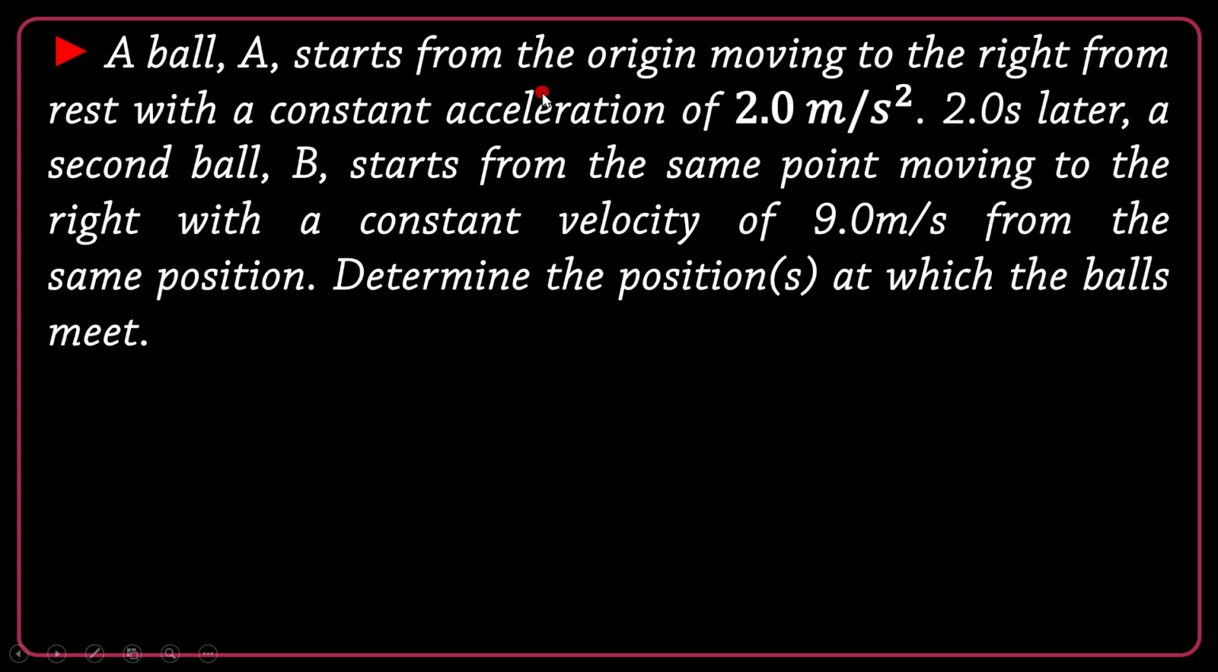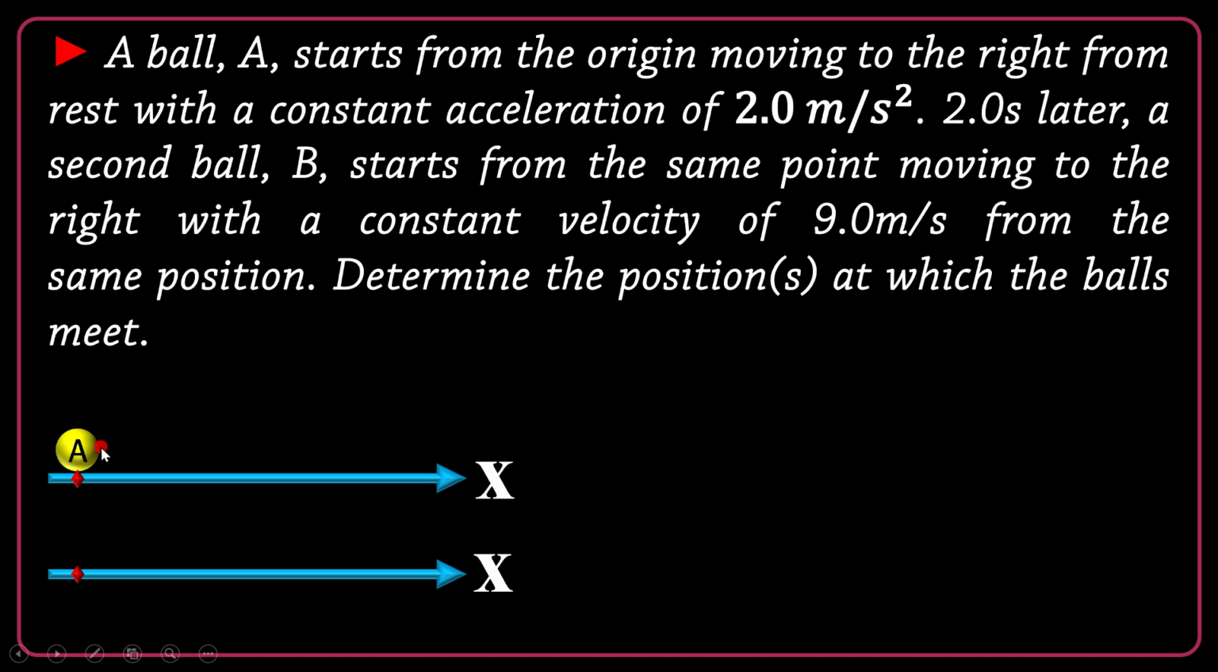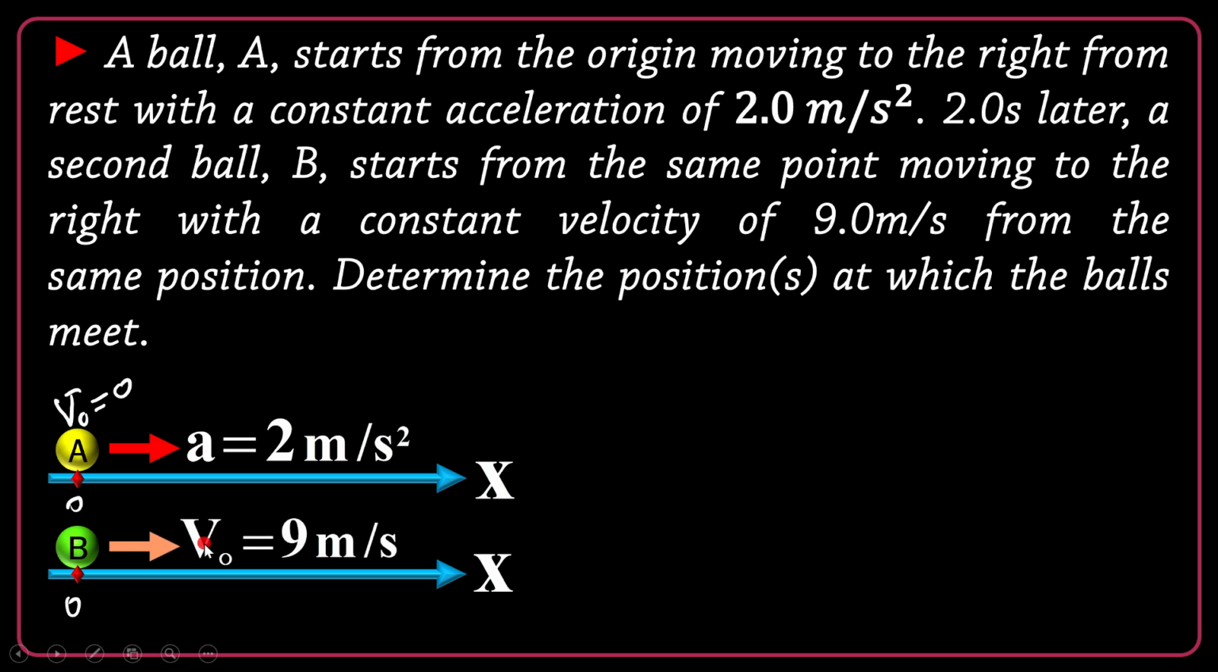A ball A starts from the origin moving to the right from rest with a constant acceleration of 2 meters per second squared. So here is the ball A. It starts from rest with acceleration of 2. I will emphasize that the initial velocity of A is 0. Two seconds later, a second ball B starts from the same point. Let's say this is the origin, and it moves to the right with a constant velocity of 9 meters per second. So it's a constant velocity motion. It's not accelerated. Determine the positions at which the balls meet.